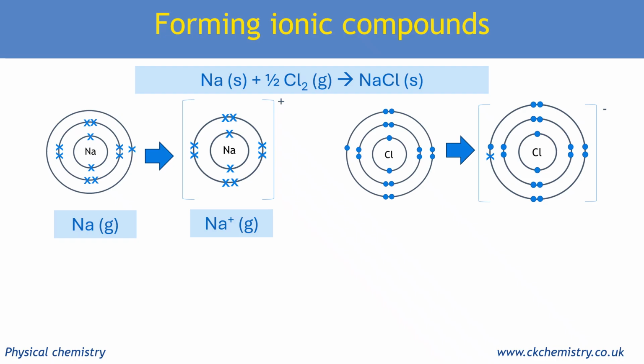The only change we've shown there is the one that we cover right at the beginning of A-level, which is the first ionisation energy of sodium. To find out how much energy it takes to remove an electron, which is an endothermic process, you have to turn sodium into a gas first, and it's not a gas. No metals are gases under standard conditions.